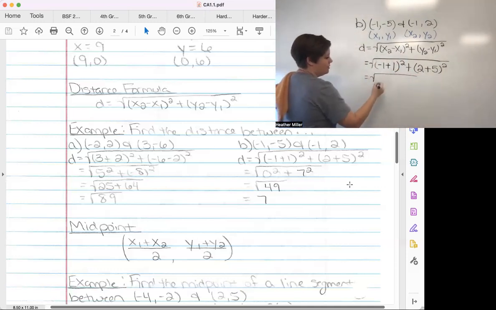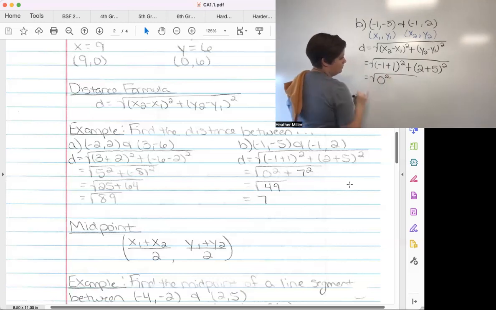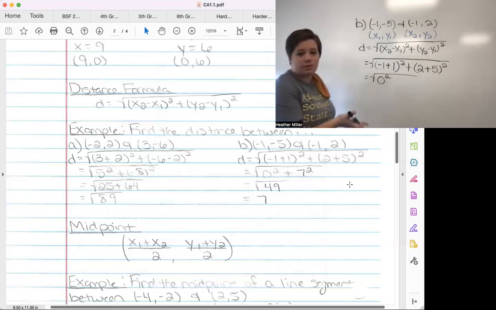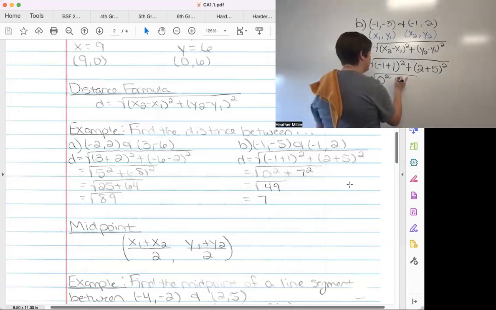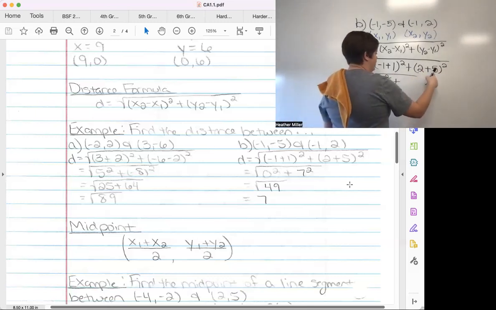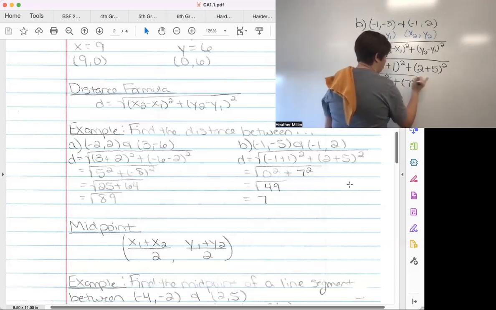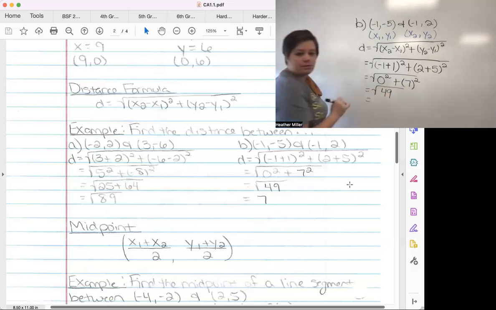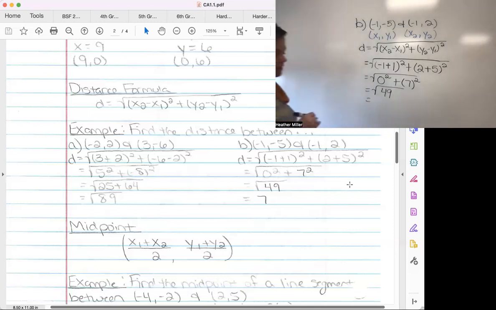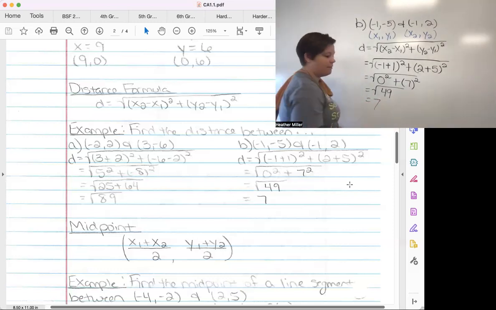Well, -1 plus 1 would give me 0. I mean, 0 squared is going to give me 0, but I'm still going to write that in there so that you don't just think something disappeared. And then over here, we have 2 plus 5, which is 7. So 7 squared is 49. And the square root of 49 is 7.